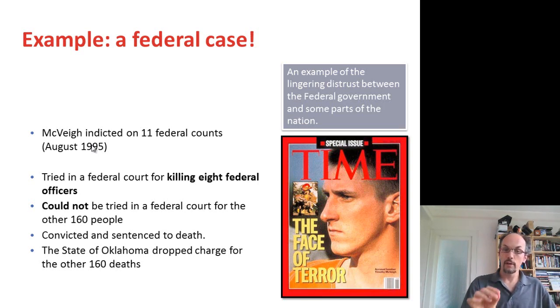The federal court found him guilty and sentenced him to death. And following that, because he was going to be put to death, the state of Oklahoma just dropped the charges for the other 160 deaths. So you have a case in which a person could have been tried in one jurisdiction or the other, and a compromise was found.